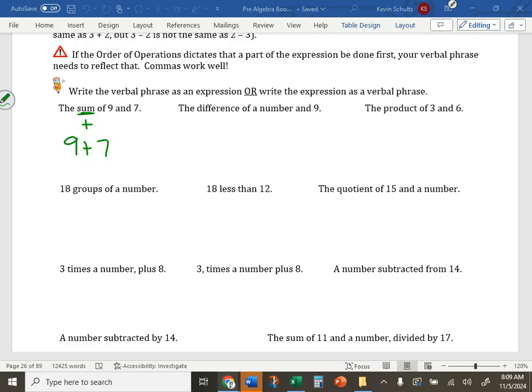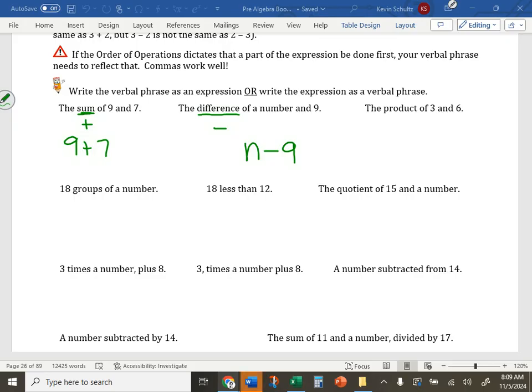Difference. What's the key word here? Difference, which means what? Subtraction. Now remember, with subtraction, you've got to be a little careful, because there are times when the order in which it's presented is not the order that it's written. We saw that with less than, right? Difference, though, nothing happens. A number and 9, a number n, that's our variable. We don't know what that is, so we're going to represent it with a variable minus 9. The difference of a number and 9 would be n minus 9.